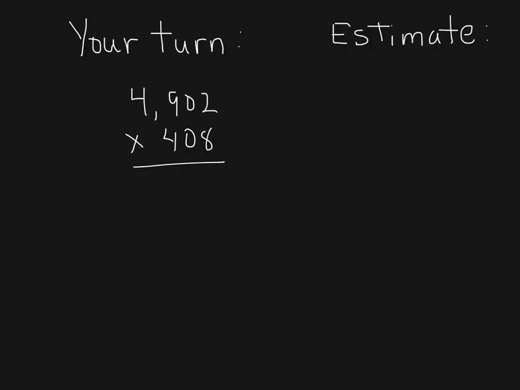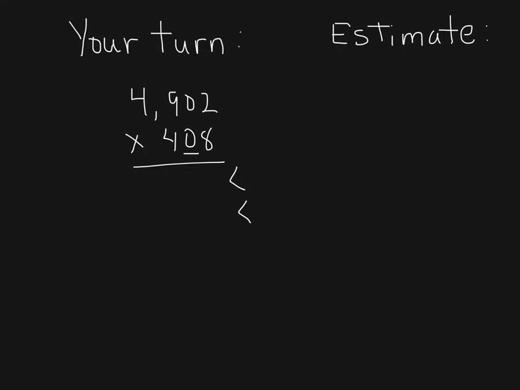Now it's your turn again. We're going to multiply 4,902 times 408. Now, since there's a 0 in the tens place, that means we're only going to have 2 partial products. One for the number in the ones place and one for the number in the hundreds place. You do not have to put a row of zeros down. It's just confusing, okay? So you're going to multiply 8 times the number on top, and then 400 times the number on the top.